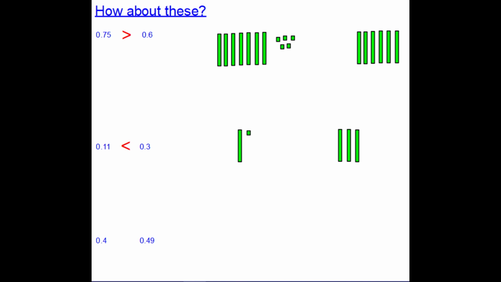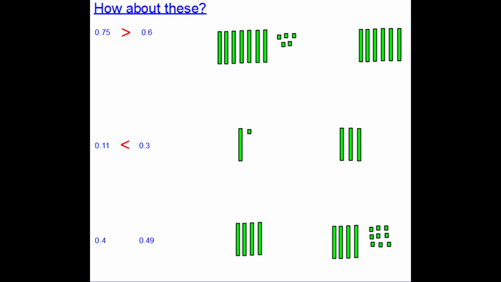Now let's look at our last example, 0.4 and 0.49. Again, don't think of it as 4 and 49. The 4 is in the tenths place. That means for 0.4, I need to put down 4 rods. It almost looks like 40. Then for 0.49, I have another 4 in the tenths place, so I put 4 rods, but I also have 9 in the hundredths place, so I put 9 small squares. So that one looks like 49.